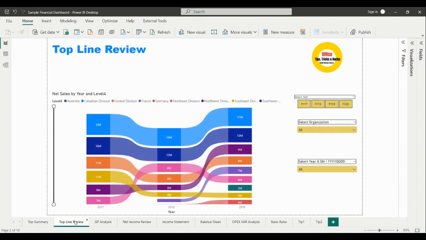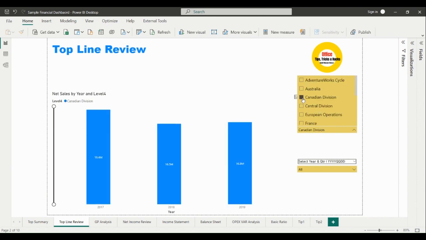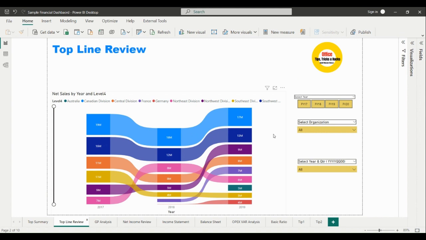We have designed the top-line review in the form of a ribbon chart which shows how different companies have performed over the years. Although the Canadian division has shown some decrease in top line in a few years, it has still maintained the number 1 position in the group.